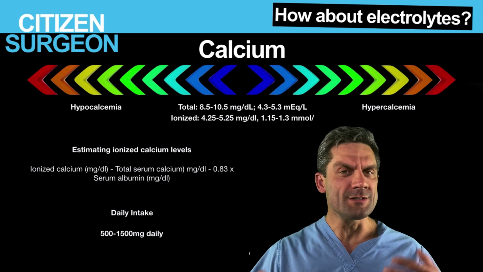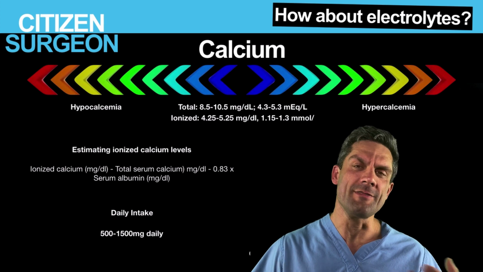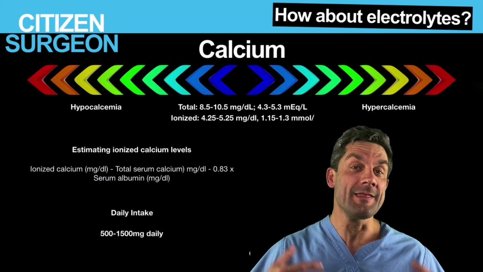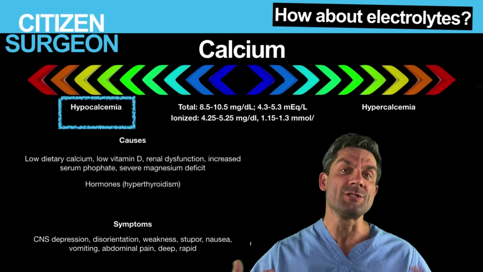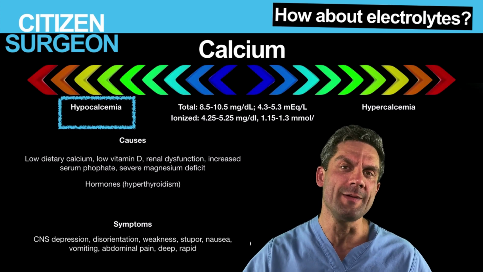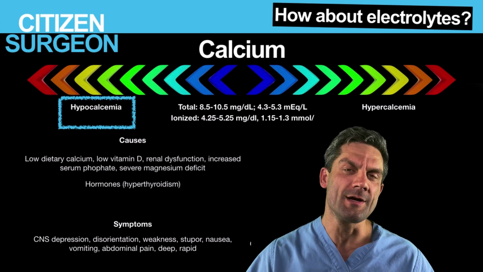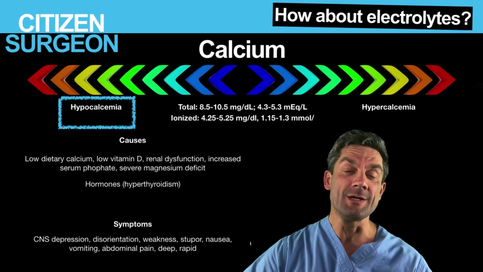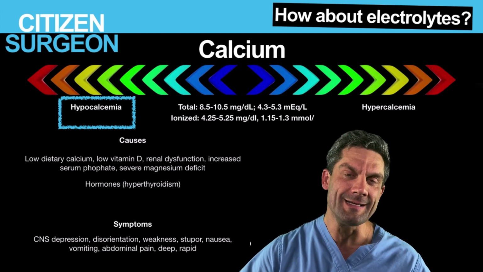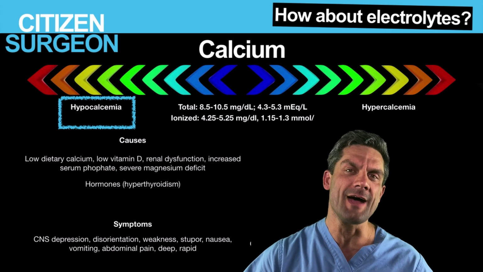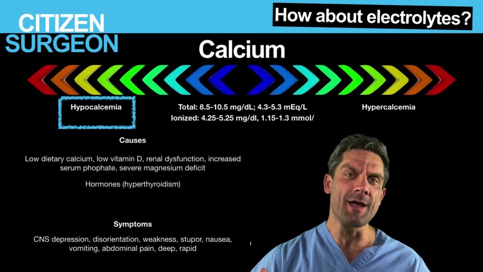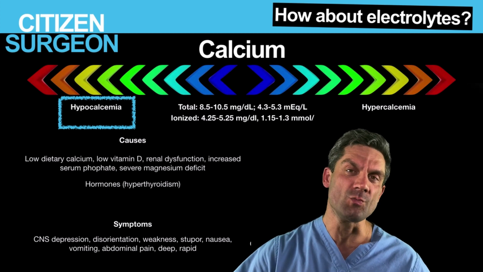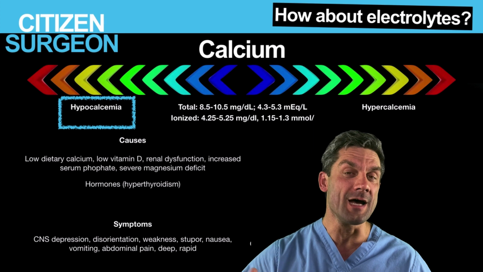And then know that our typical daily intake is 500 to 1,000 milligrams, and most of the calcium in the body is stored in the form of bone. When we look at some of the causes of hypocalcemia, that would be low dietary calcium, low vitamin D, renal dysfunction, increased serum phosphate, low serum magnesium. These are just some of the causes of hypocalcemia. What are the symptoms of hypocalcemia? Those will be things like CNS depression, confusion, disorientation, weakness, and you can also get abdominal pain, nausea, vomiting.